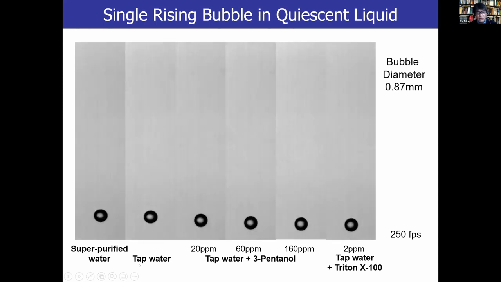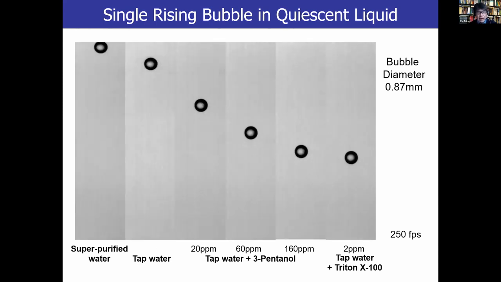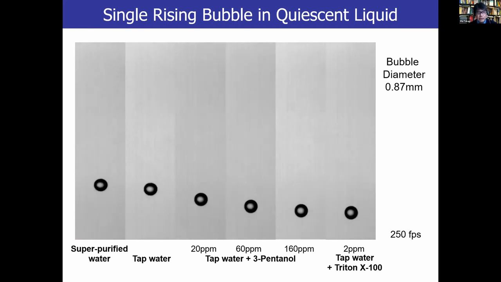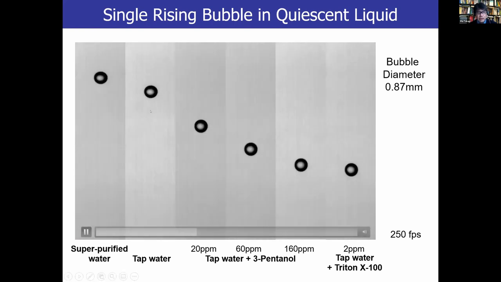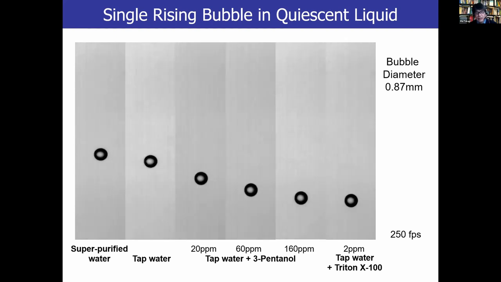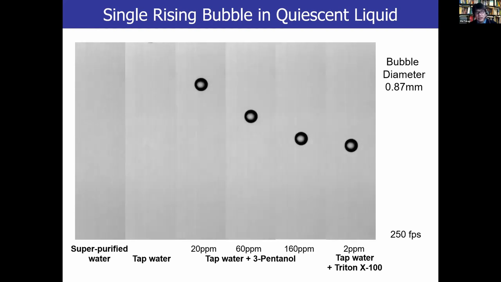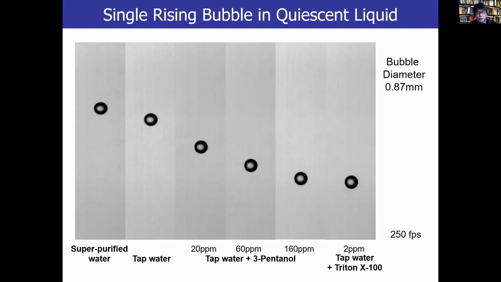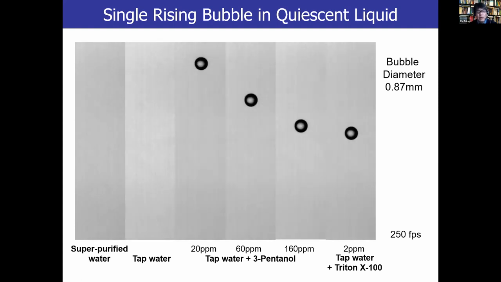And it was often said that the tap water in our building is very dirty, so you should not drink the tap water. But actually, if you look at the terminal velocity of bubbles, it's quite close to the super purified water. So it was not such a bad situation as expected. And you can see that the rising velocity can be an indicator of how contaminated the water is, how much contamination we have in the water, okay?